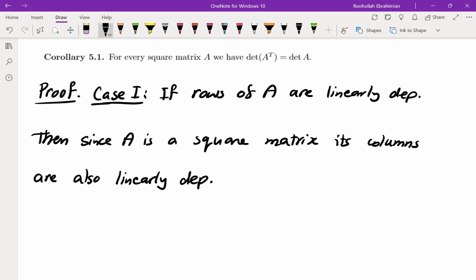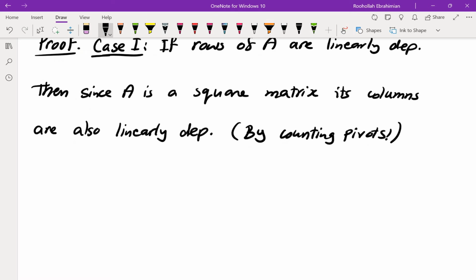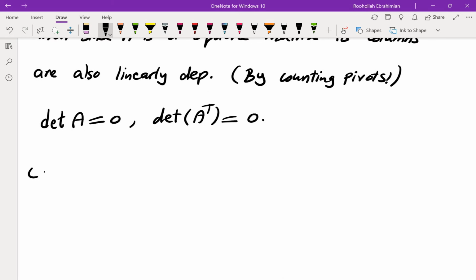And the reason is by counting the pivots. So it's pretty straightforward based on what we had seen before. The number of linearly independent rows is the same as the number of linearly independent columns. Therefore, if the rows are linearly dependent, the columns would also be linearly dependent because it's a square matrix. But in this case, determinant of A is 0 and determinant of A transpose is also 0. Why? Because rows of A are linearly dependent and rows of A transpose are also linearly dependent.